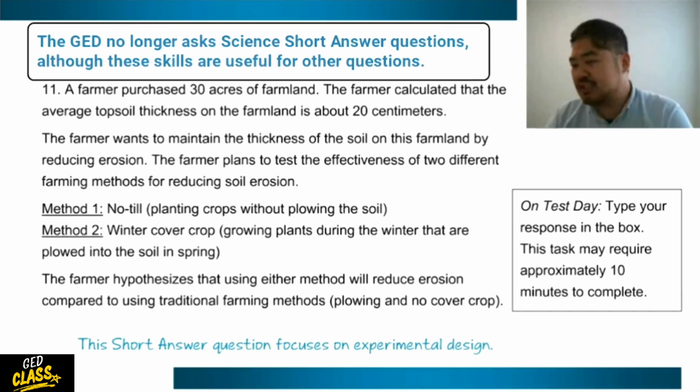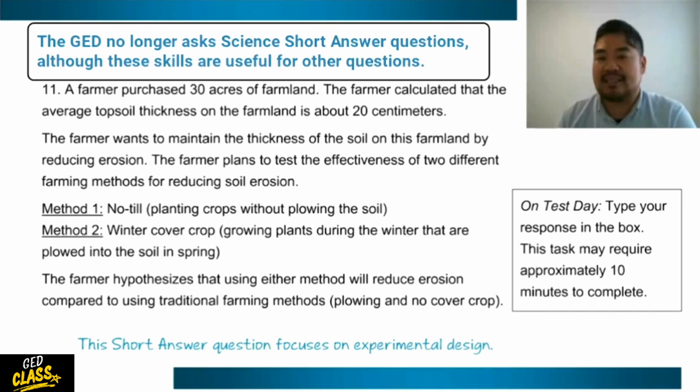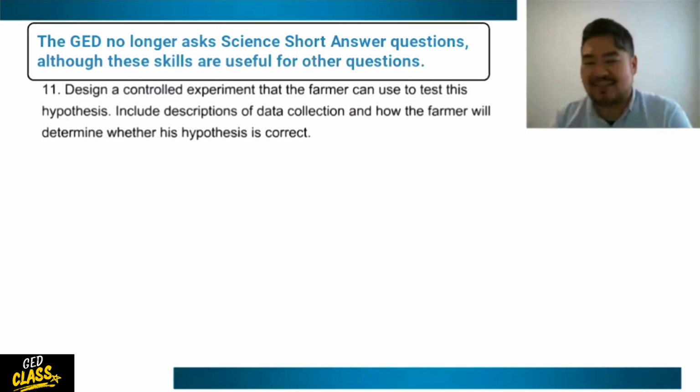being designed. And for something like this, you'd actually have about 10 minutes to complete. Now, you don't need to spend all 10 minutes to try this one on your own. If you'd like, though, you can pause at this point and see if you can come up with the different steps. But let's go over this one together here. So the question itself would say, design a controlled experiment the farmer can use to test this hypothesis. Include descriptions of data collection, how the farmer will determine whether his hypothesis is correct.